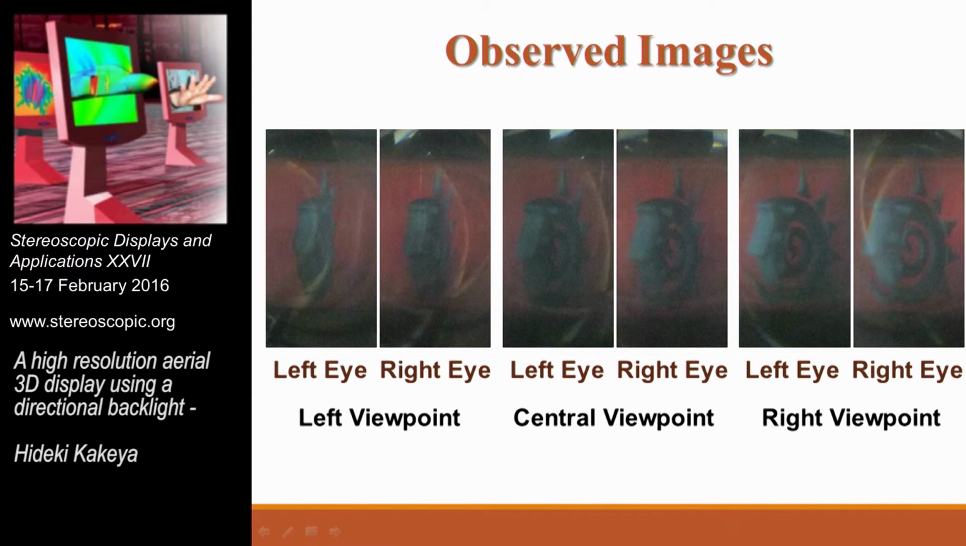So this is the observed image. We took these pictures with the Fujifilm 3D camera. So this is the left eye view and right eye view. And we attached a position sensor to the camera. So with that configuration, we can realize motion parallax also.